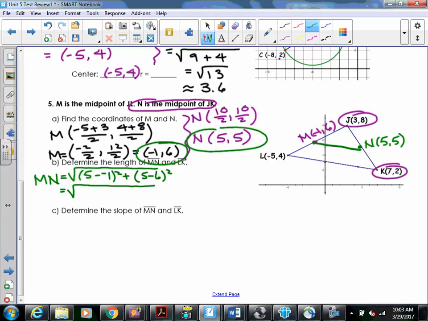5 minus negative 1 is the same thing as 5 plus 1. So 5 plus 1 is 6. 6 squared equals, you know what, let me not skip a step. Let's just go ahead and do 6 squared plus 5 minus 6, my fault, 5 minus 6 is negative 1 squared.